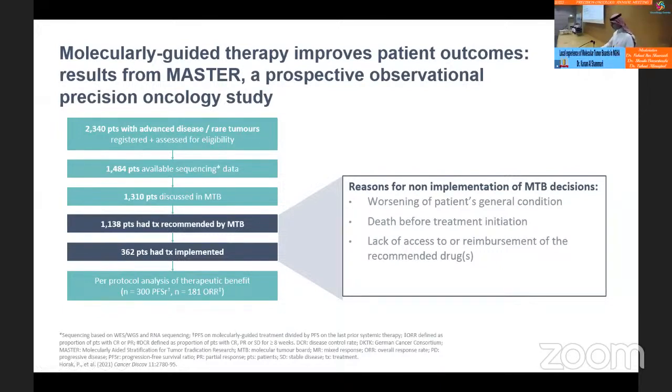Now, the reasons for non-implementation of the molecular tumor board decisions were similar to ours, I have to say: worsening of patient's general condition, death before treatment initiation, and lack of access or reimbursement of the recommended drugs.